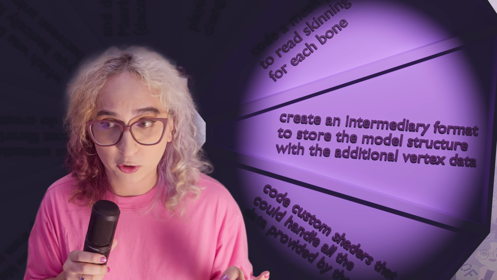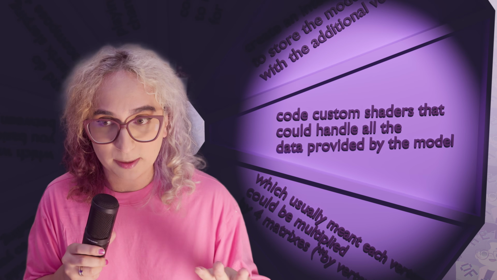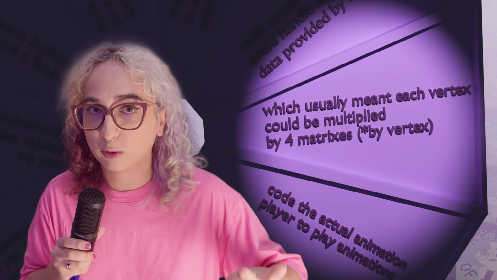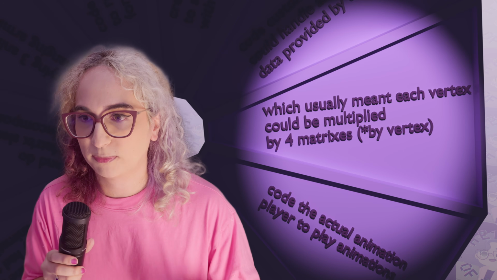And this might sound very stupid coming from 2026, now with Unreal and Unity, and I already sound like a grandma, but back then if you wanted to have animated models in your game, you had to code a mesh preprocessor to read skinning data for each bone, create an intermediary format to store the model structure with the additional vertex data, and code custom shaders that could handle all the data provided by the model, which usually meant each vertex had to be multiplied by 4 matrices per bone, so that was basically insane. I didn't even know matrix math back then. Then code the actual animation player to play the animations.